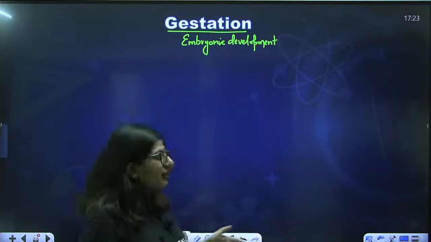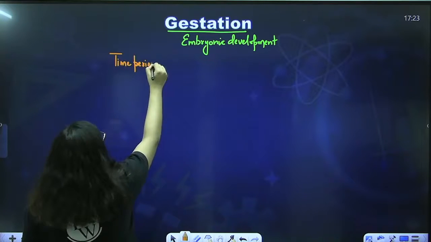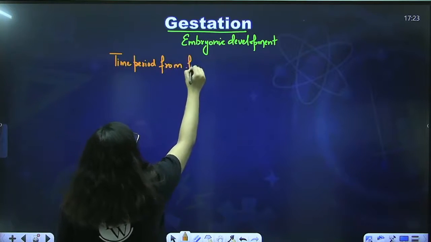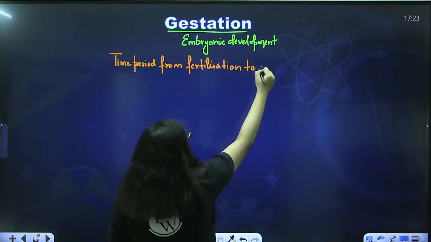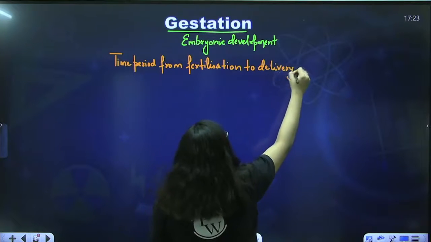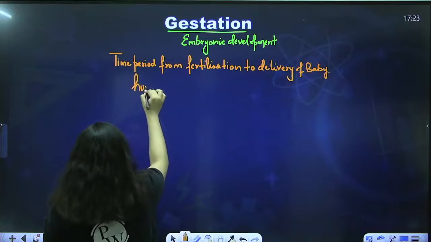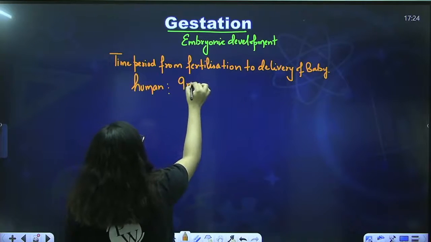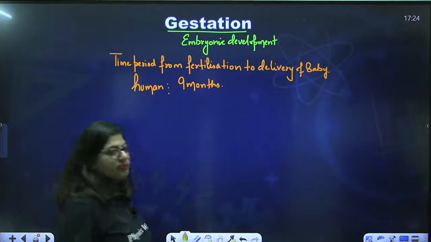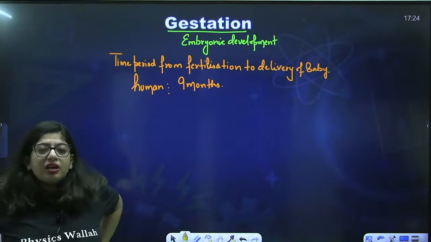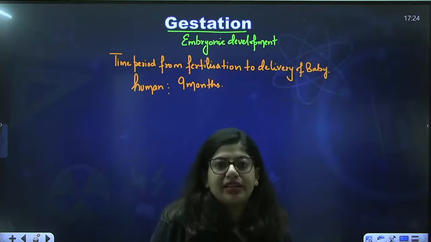So, the gestation period is basically the time period from fertilization to delivery of the baby. In humans, it is technically 9 months. Okay. So, we have divided these 9 months into trimesters. Usually, doctors carry out these pregnancy details in the form of weeks and trimesters.